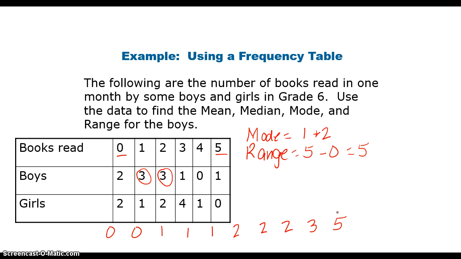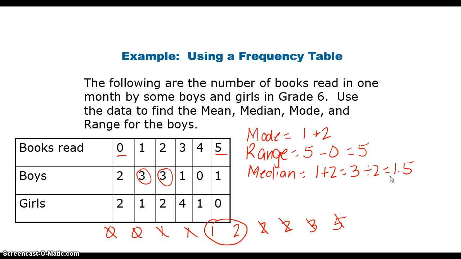Now, using this list, which is now written in order, I can find the median of this data by crossing off the first and last until I get to the center. And in this case, since there are 2 and they're not the same, I need to add them and then divide by 2. And I get 1.5 books.